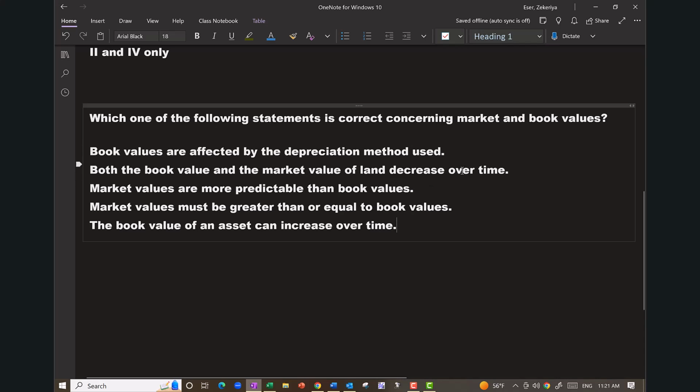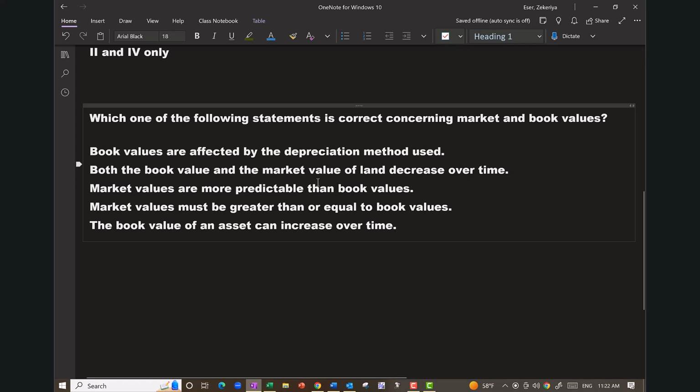Book values are affected by depreciation method used. Yay or nay? Of course. The definition of book value is historical cost minus accumulated depreciation. So there are different depreciation methods. For example, straight line calculates the depreciation as an equal amount over the tax life. Makers, it's accelerated, so it does affect it.